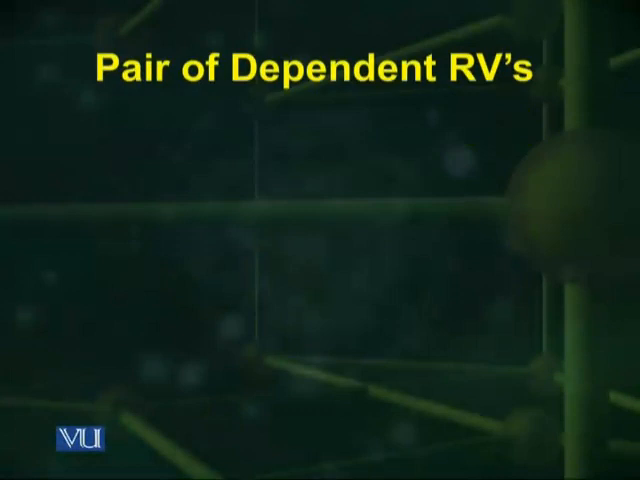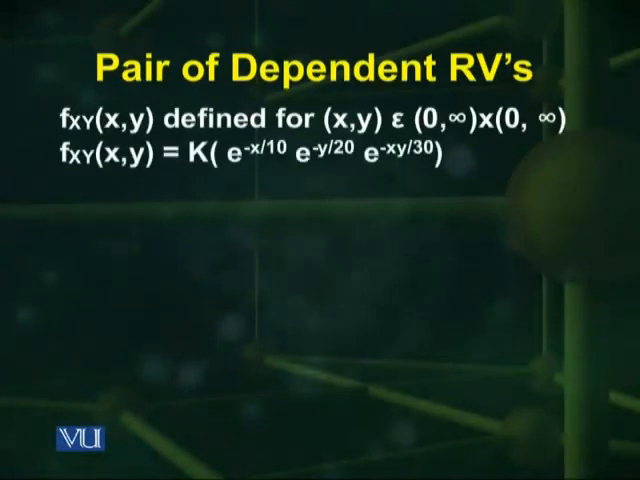In that case, we took two exponential distributions with lambda of 0.1 and 0.05. We multiplied the two densities to get a joint density which was 0.005 e raised to power minus x over 10 times e raised to power minus y over 20. To this, we are going to multiply another factor which will make the whole expression non-separable. The expression I have chosen is e raised to power minus x into y divided by 30.